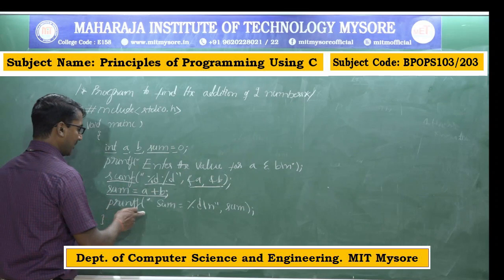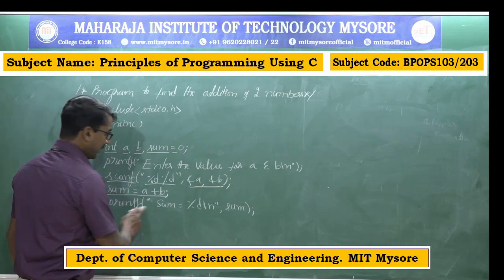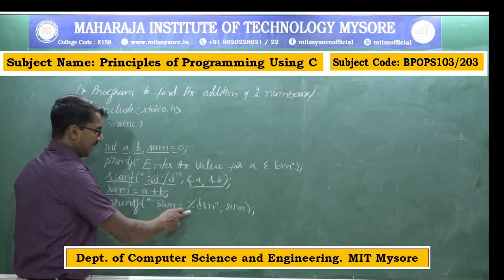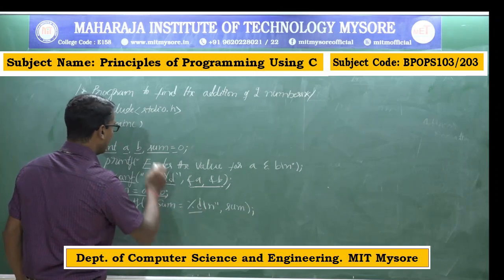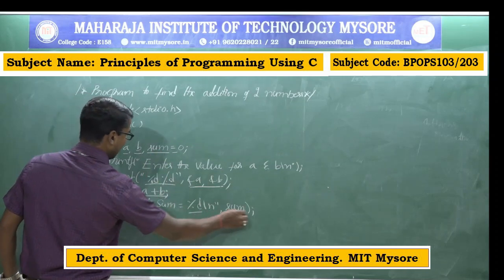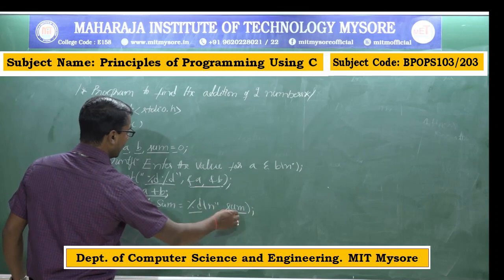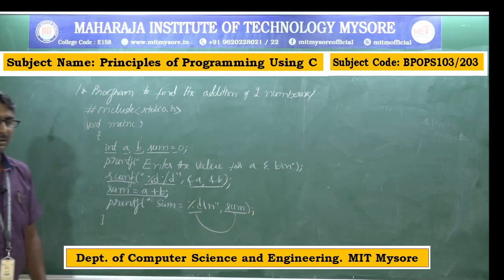After finding the sum, we are displaying the output value by using printf. printf sum is equal to %d. Here we are using %d, which is for an integer variable because sum is of type integer. So it will display the value of sum on the computer monitor.